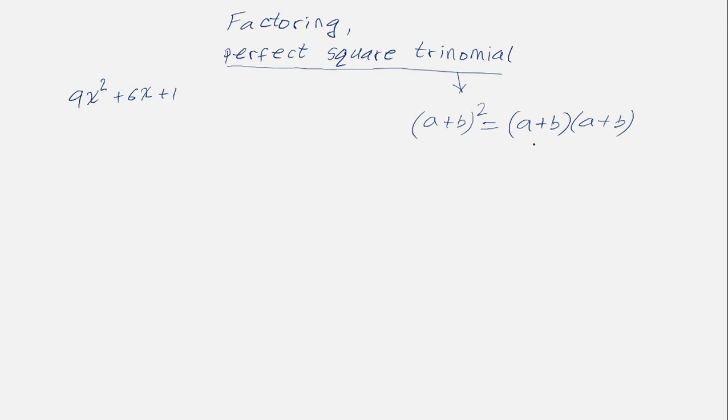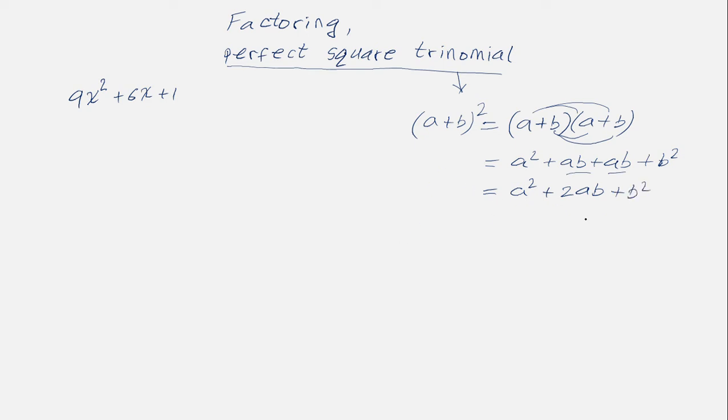Now if you distribute this, so we say a times a, a times b, b times a, b times b, what are we going to get is this. A times a is a squared, a times b is ab, and then b times a is ab again, or ba, and then b times b is b squared. Now if we simplify this, if we combine like terms, we get a squared plus there is two of these, so 2ab plus b squared.